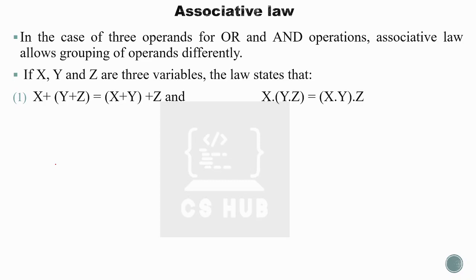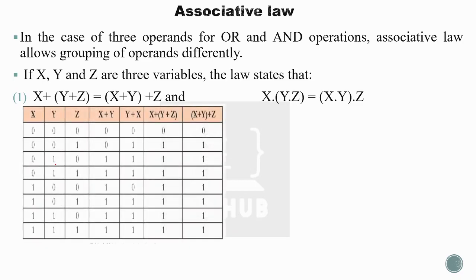Similarly, in our Boolean operations, this is the truth table. We have three variables, so 8 entries, 8 combinations, are there. Next, we have to find all these operations. First, we have to find x plus y, then y plus z. Then we have to find (x plus y) plus z and x plus (y plus z). Normal logical additions are applied here.